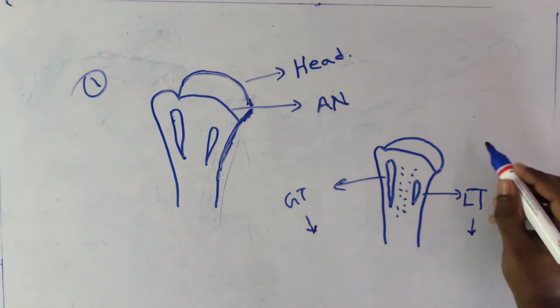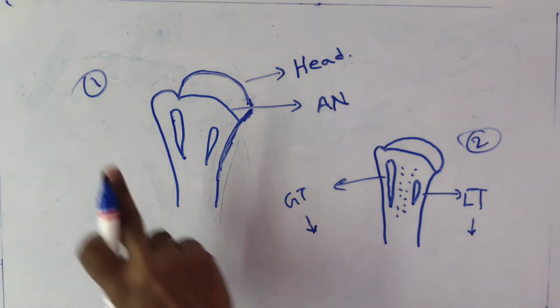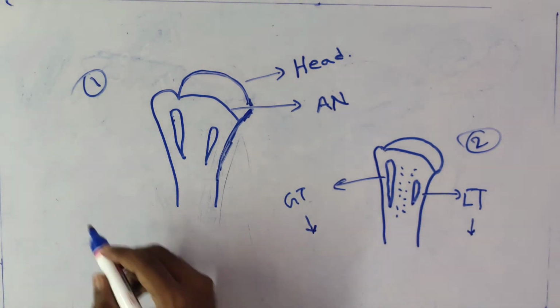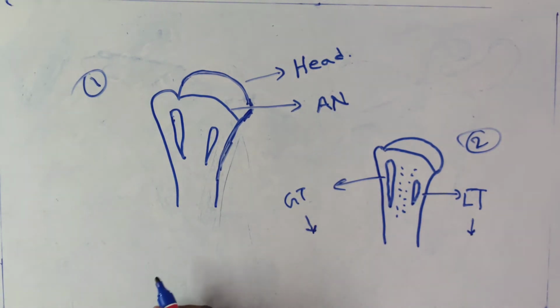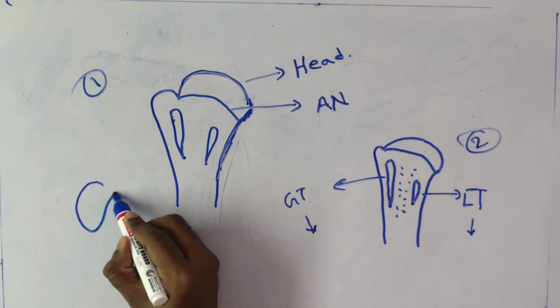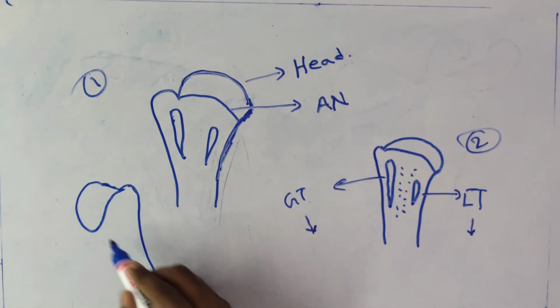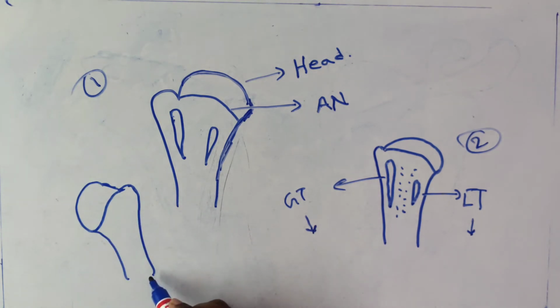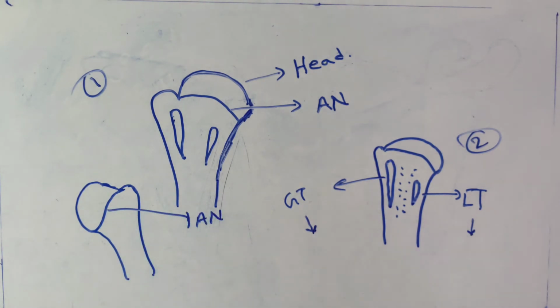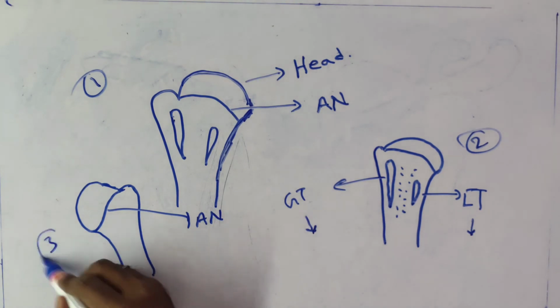Okay, this is the second diagram. This is the first one, this is the second one. And if we are writing about the dorsal surface of the upper end of humerus, draw the diagram of the dorsal surface and label only the parts of the dorsal surface that you are writing about. Okay, this is the third diagram.